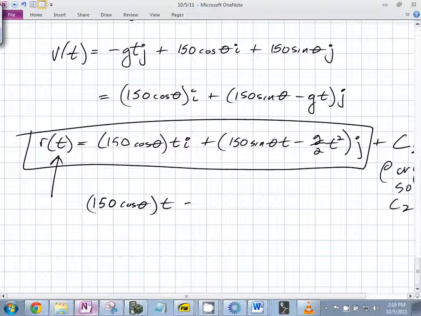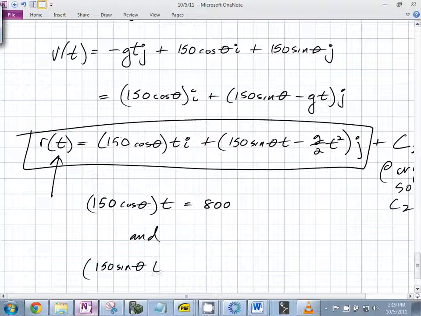equals 800. So we have an issue here. You want the height to be 0, don't you? Exactly. So listen, we want that to be true, and what do we want to be true? 150 sine theta t minus g over 2 t squared, with the same t. It better be. If it's landing at 800, it better be, right? It has to equal what? 0.